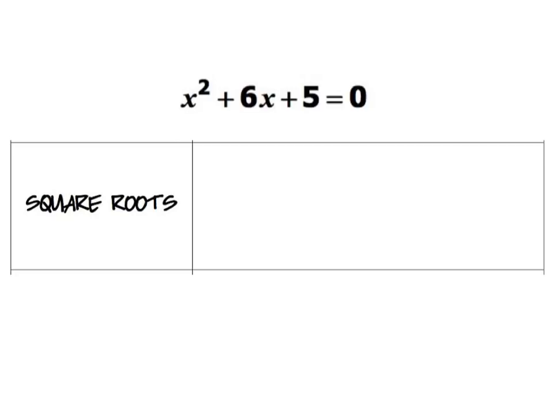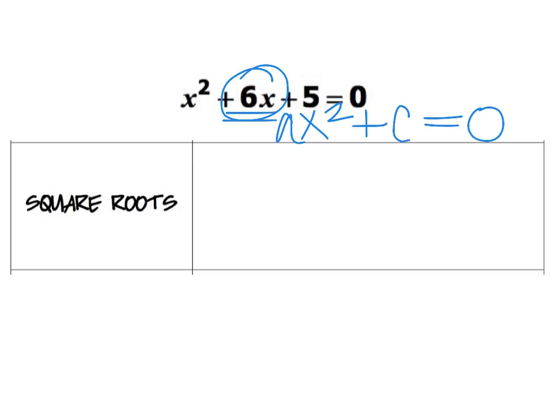Alright, now if we wanted to try to solve this by square root property, we have to recognize that we actually can't solve this by the square root property. In order to solve it by the square root property, we would have to complete the square, which is our next method. The reason why we can't solve this by square roots is because there's a bx here. If we're solving by square roots, it has to be in the form ax squared plus c equals 0. Because there is a bx, we cannot solve this by square roots.